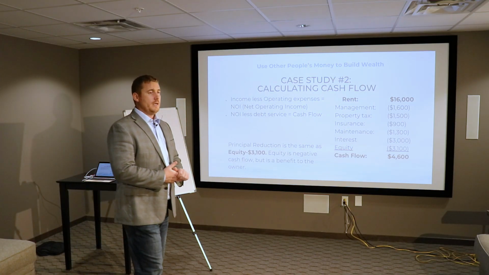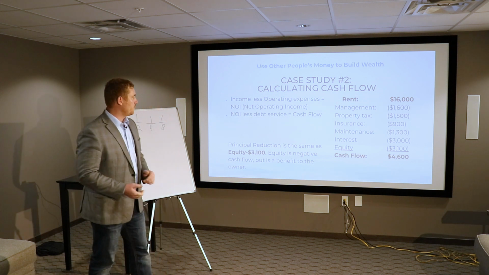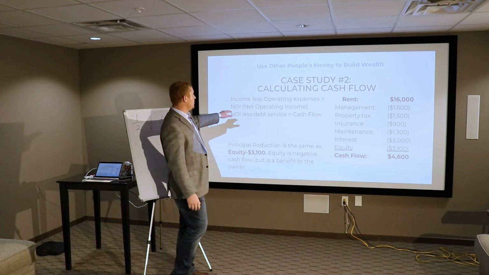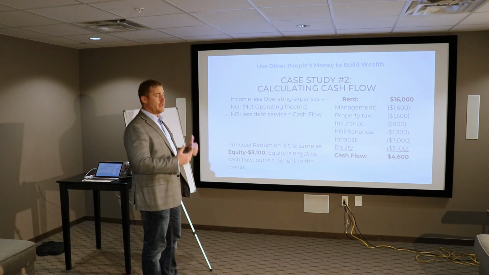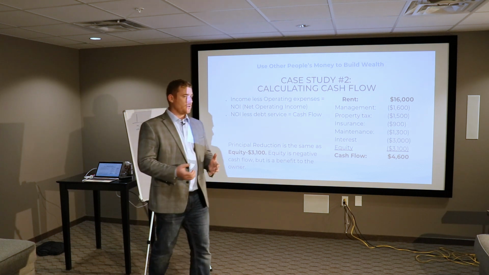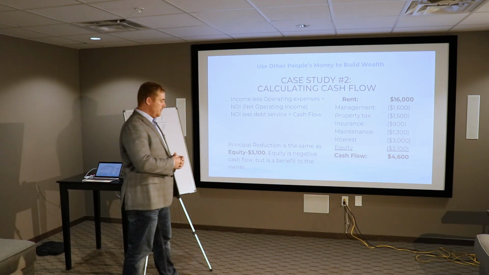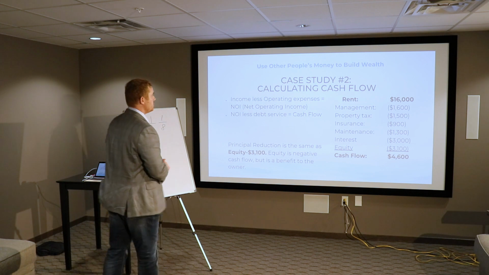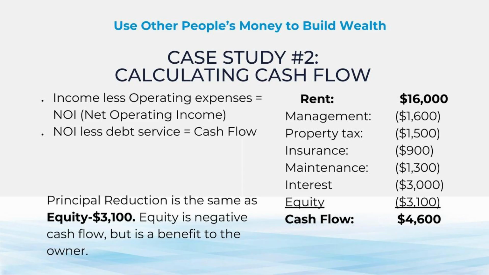Okay, so here we are, the answers for case study number 2. So let's walk through it. First of all, we need to figure out what our NOI is. So income less operating expenses equals the net operating income. We don't worry about the debt service at that point to figure out NOI. But then we have to take out the debt service to figure out what is left, the cash flow. So let's do that. We start with rent, $16,000. We take out management, then property taxes of $1,500, insurance of $900, maintenance of $1,300. And then, of course, we take out our interest and equity payments. At the end of the day, we're left with $4,600 of cash flow, right?